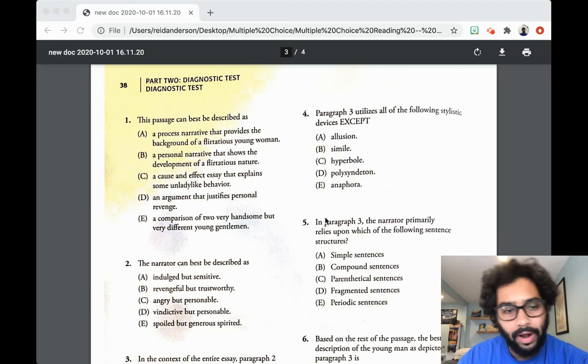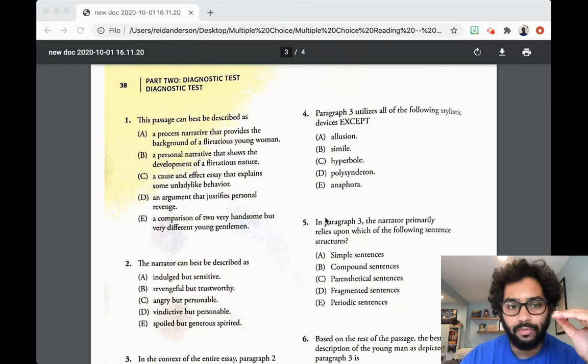Okay, so is this more process? Is this more personal narrative? Or is this more cause and effect? You can kind of see how the questions are broken out here, where it's literally like, this is the form of the writing. Is it process, or is it personal, or is it cause and effect?